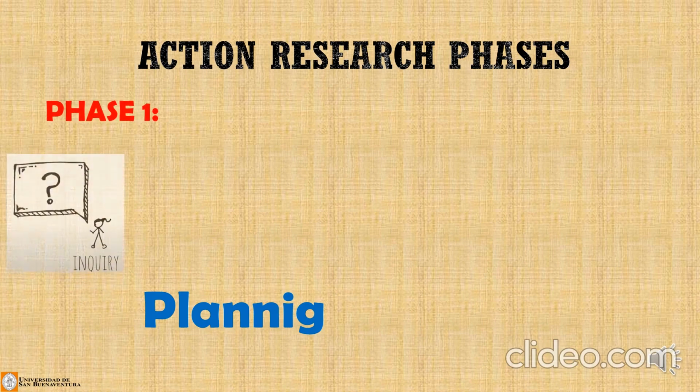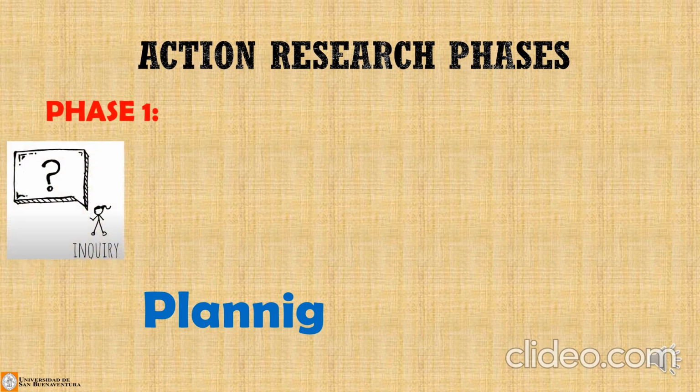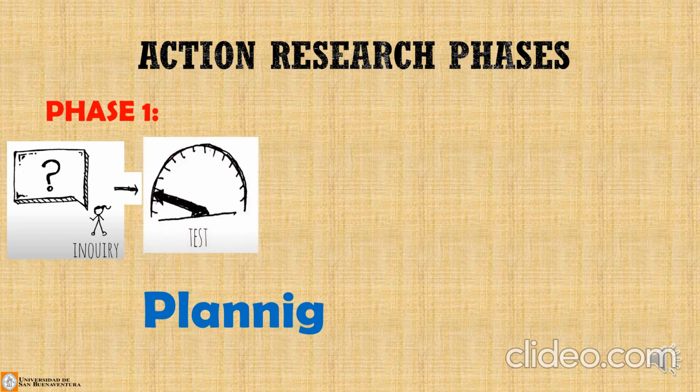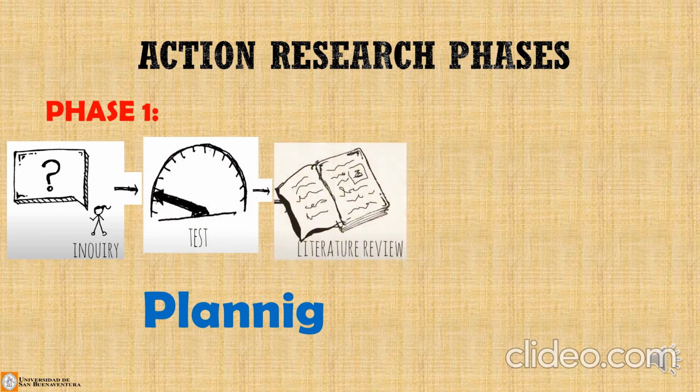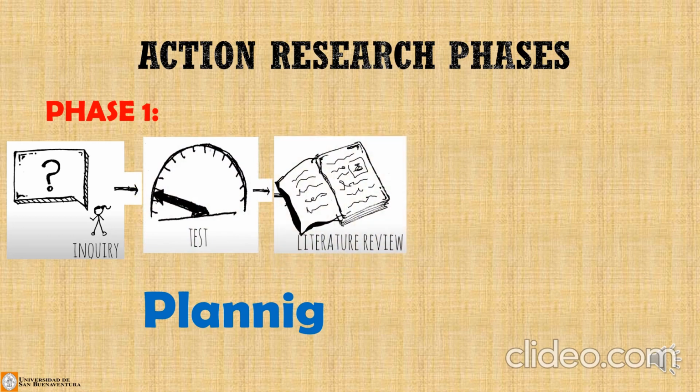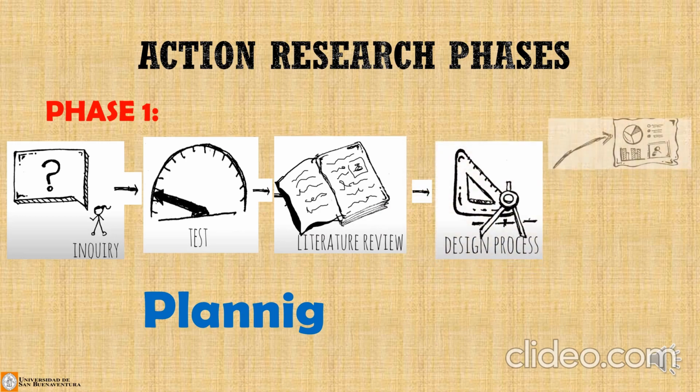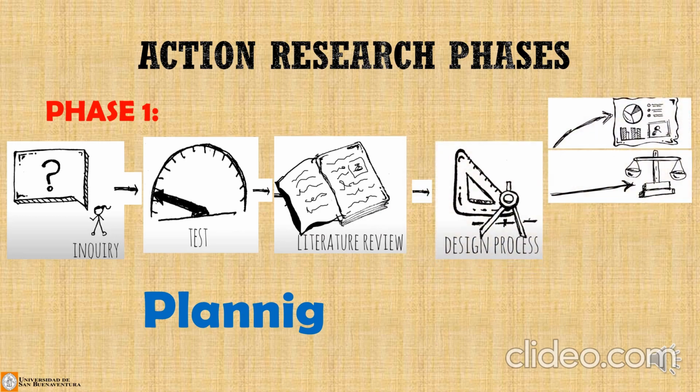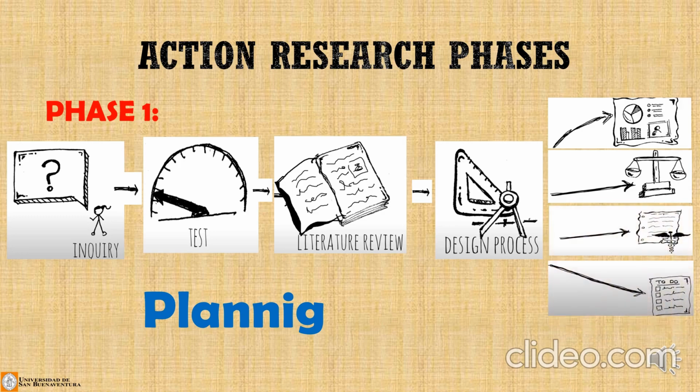Phase number 1. It begins with inquiry, where we define a specific research question. It needs to be something that can actually be tested. Next, we conduct a literature review to gain a deeper understanding of the topic. Finally, we move into the design process, where we determine our data methods, consider our ethical issues, get the required permissions, and create deadlines and set up the systems.